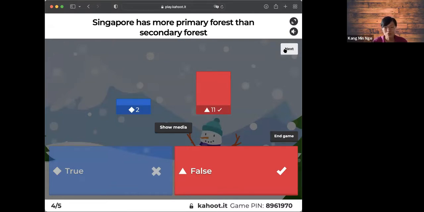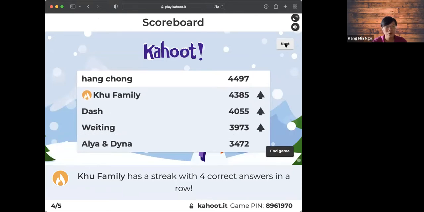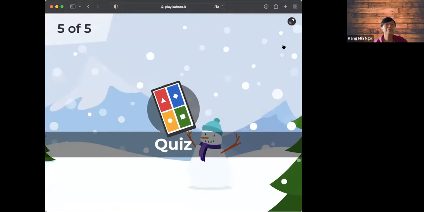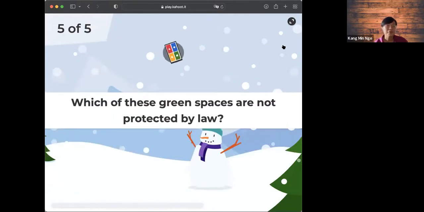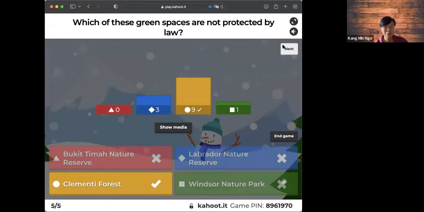Okay, the last question will determine who gets the butterfly guides. Oh, Cool family has moved up. Which of these green spaces are not protected by law? I think I didn't mention this, but if you know our green spaces well enough, you should know the answer. Yay, very good. Most people got it right. Clementi Forest is not officially protected by law.